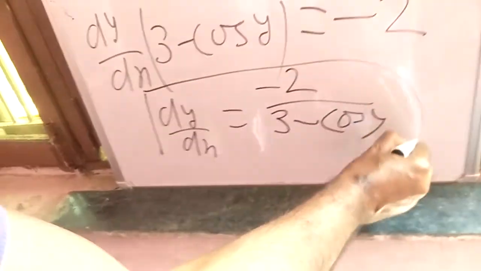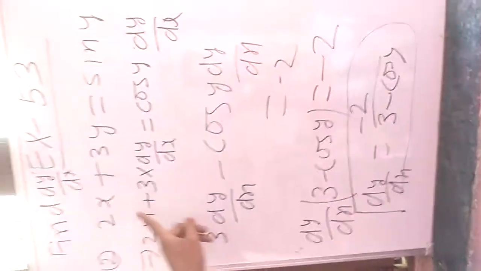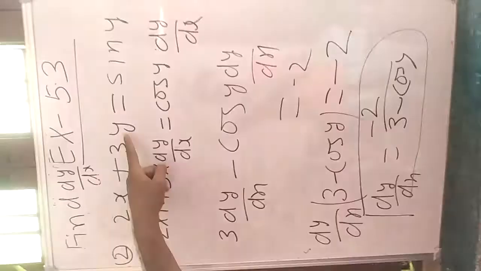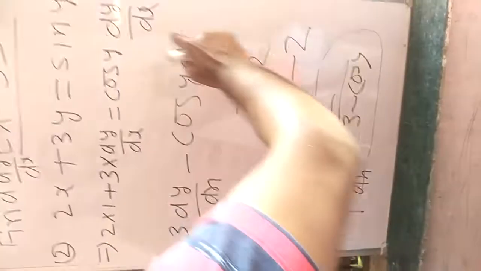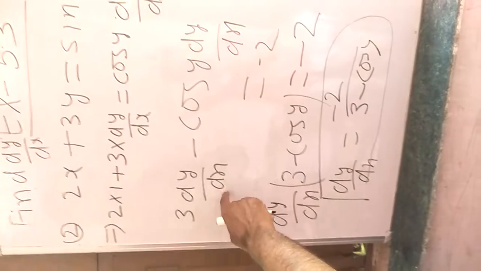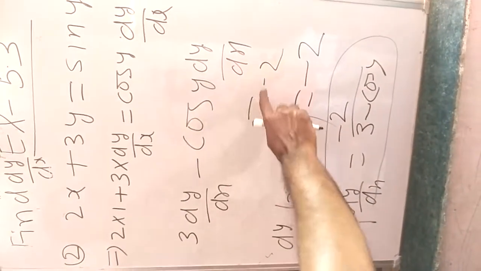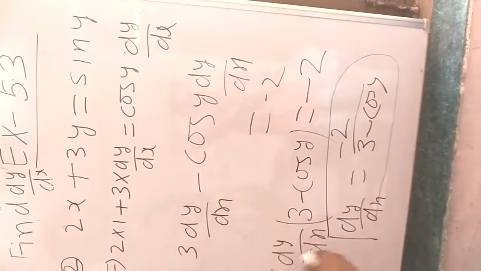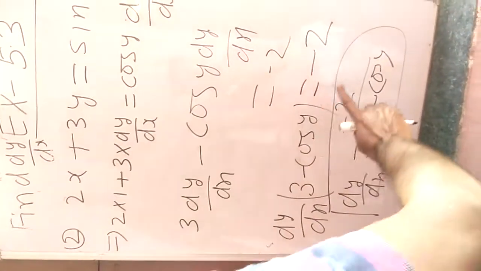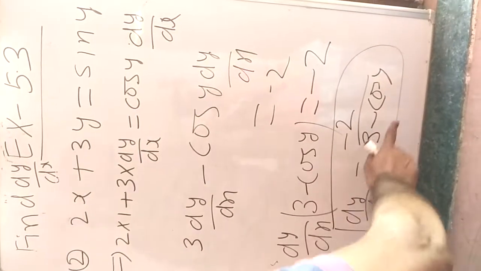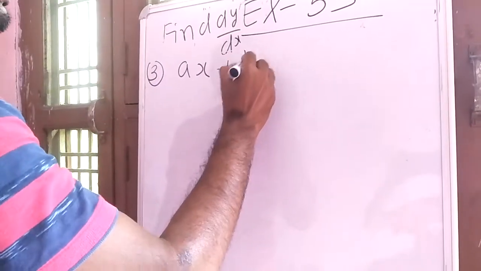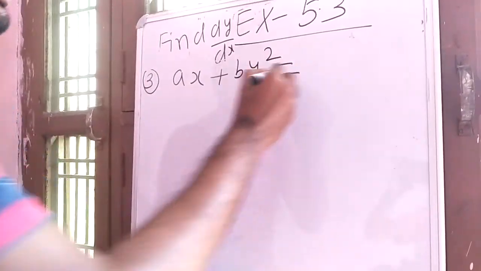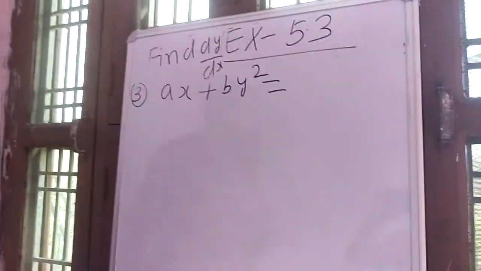This is the answer. The question is 2x + 3y = sin y. So differentiation of x is 1 plus 3 dy/dx, and sin y gives cos y into dy/dx. We have to separate on the LHS. So 3 dy/dx minus cos y dy/dx equals minus 2. We have to take dy/dx common. So this is (3 minus cos y) dy/dx equals minus 2, and we divide the RHS. So minus 2 upon 3 minus cos y.